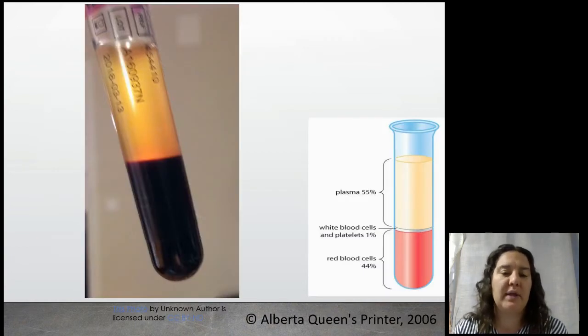So this is an example of blood that's been separated with a centrifuge. We can see that there's clearly red blood cells at the bottom. At the top is a clear yellowish solution called plasma. And then about 1% of the blood is made up of platelets and white blood cells that were in the middle for density. So it's a little bit difficult to see kind of where that density might be in the actual sample, but it is there nonetheless.